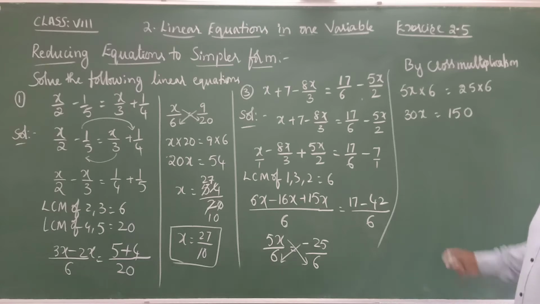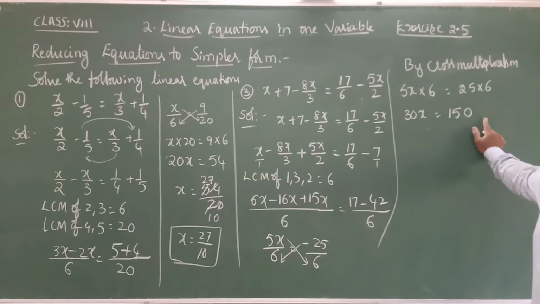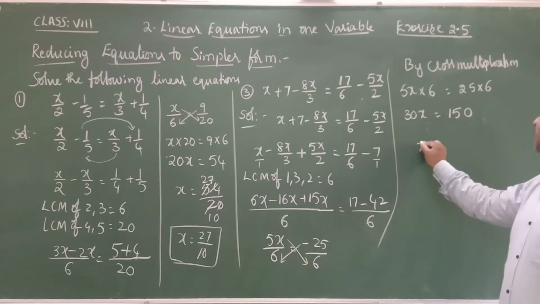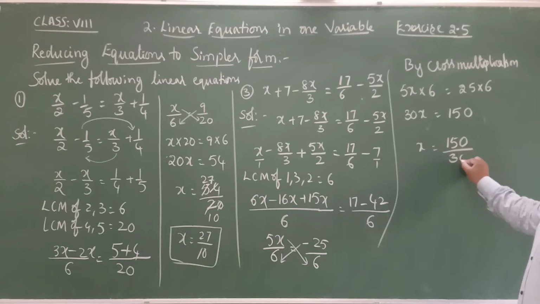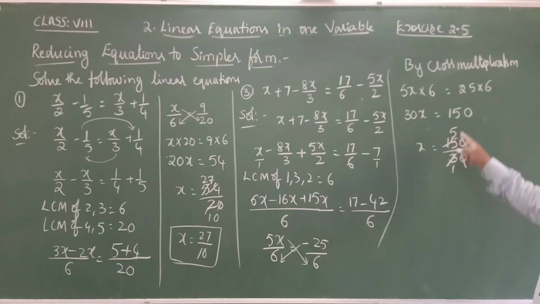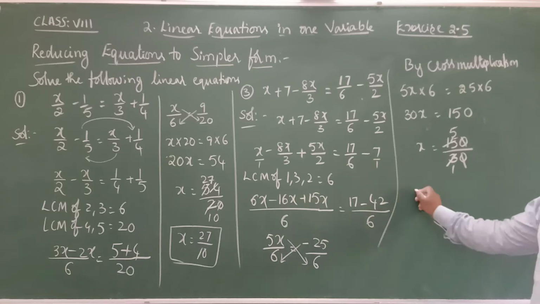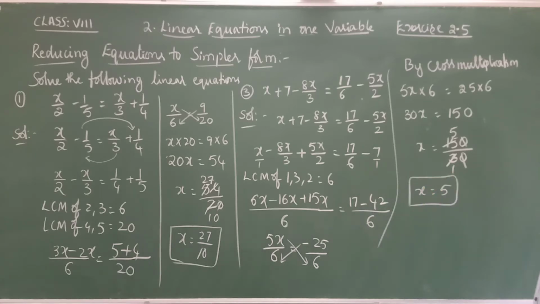Simpler form. Now 30x means 30 into x. Transpose 30 to the RHS. As it is multiplying, therefore it divides. That is, x equals 150 divided by 30. Write it in the simplest form, lowest form. The 0 and 0 are cancelled. 3 ones are 3, 3 fives are 15. 5 divided by 1 is what? It is 5. Therefore, x equals 5.